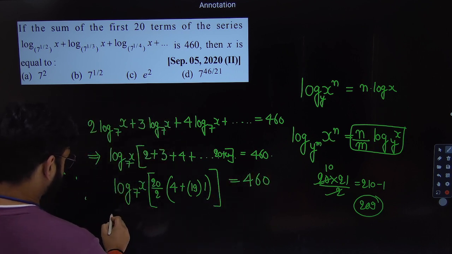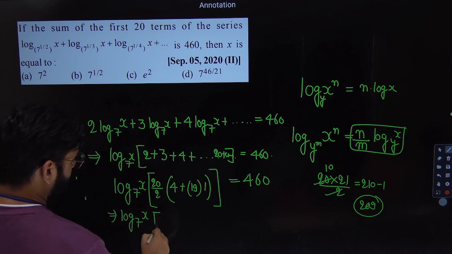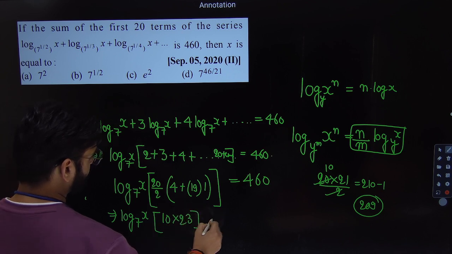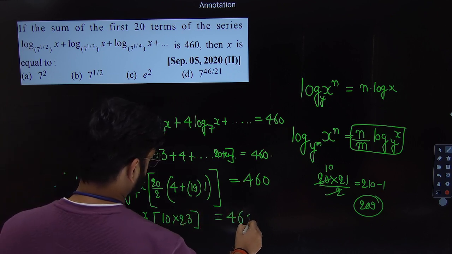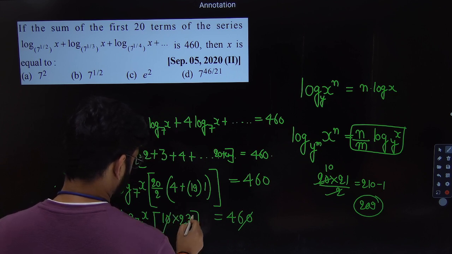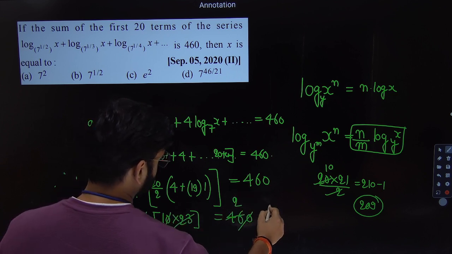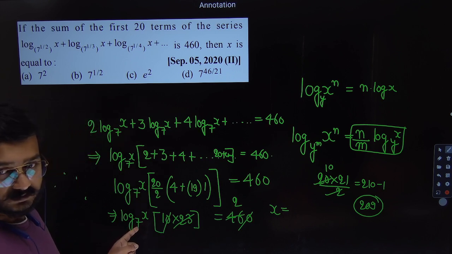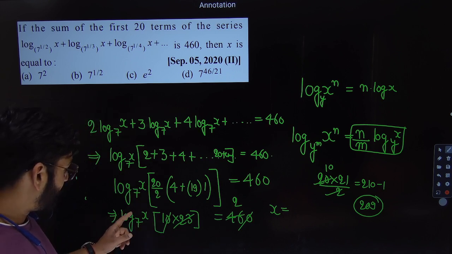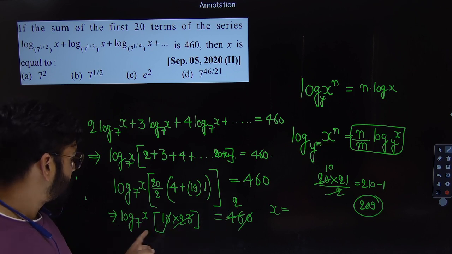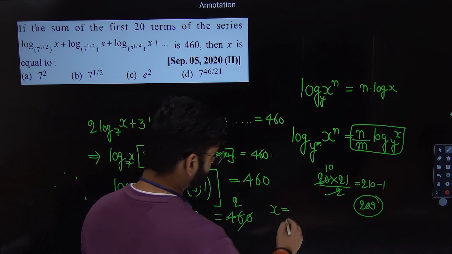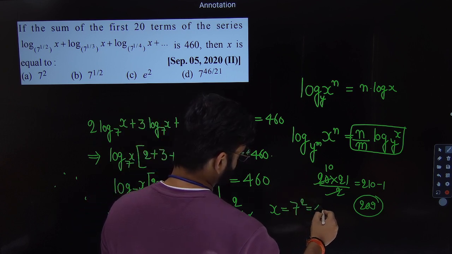Let's solve it. So log x to the base 7. This will be how much? 10 into 23. 23 twos are 46. So x will be equal to, all of you know how to take anti-log? Log x to the base 7 is 2. So this 7 will go there. So 7 to the power 2. So that will become 49.